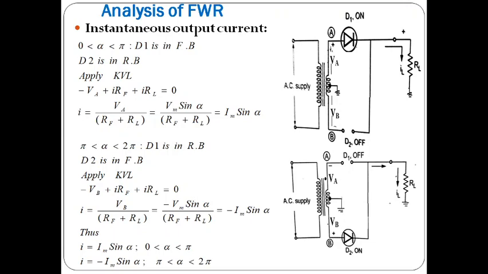Again we know that the parameters are output DC current, RMS output current, RMS value of AC component, ripple factor, input power, efficiency, DC output voltage, and DC diode voltage. So we use the same formulas that we used in the half wave rectifier, but here we are substituting these values: I equals Im sin α in the time period of 0 to π, and I equals minus Im sin α in the time period of π to 2π.